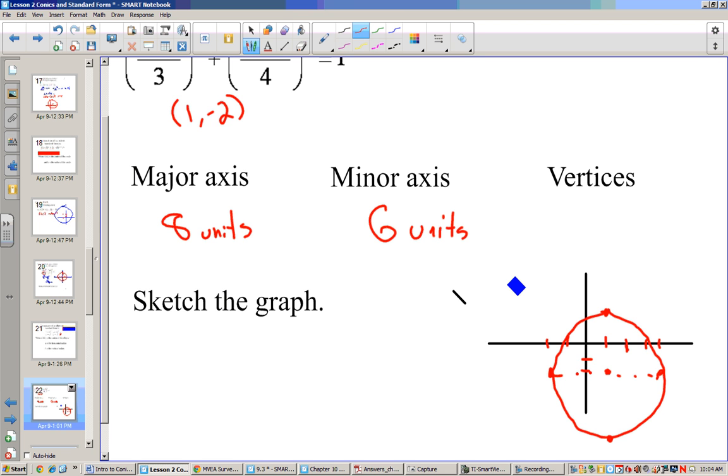Now, if I want to name all my vertices, I start at the center (1, -2), and I go up 4 units. So one vertex would be (1, 2). For this vertex, we go 3 to the right from our center, so that would be (4, -2). Over here, we go 3 to the left, so (-2, -2). And then this final point, we go 4 down from the center, so that would be (1, -6). So those are our 4 vertices in this graph.